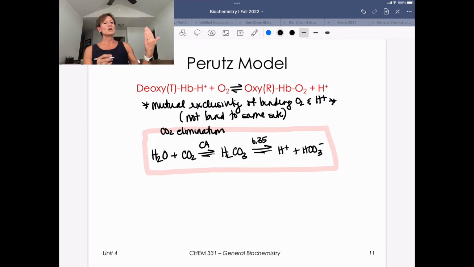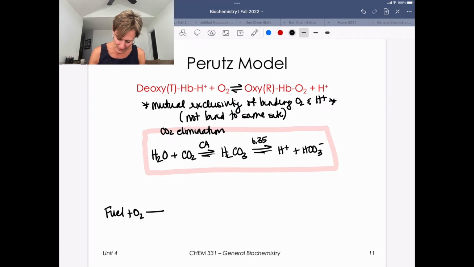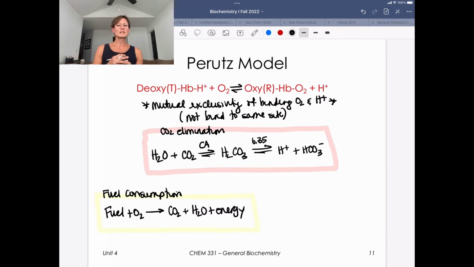Okay, so another equation that we already know about is our fuel consumption equation. So fuel plus oxygen, one-way arrow there, we are not plants, generates carbon dioxide, water, and energy. Okay, so I'm going to use yellow here for this one. So this is our fuel consumption equation.